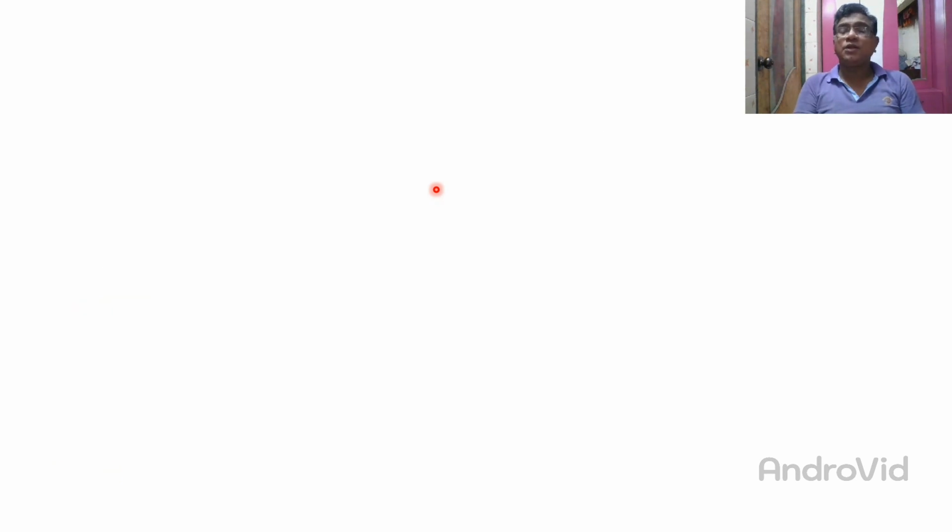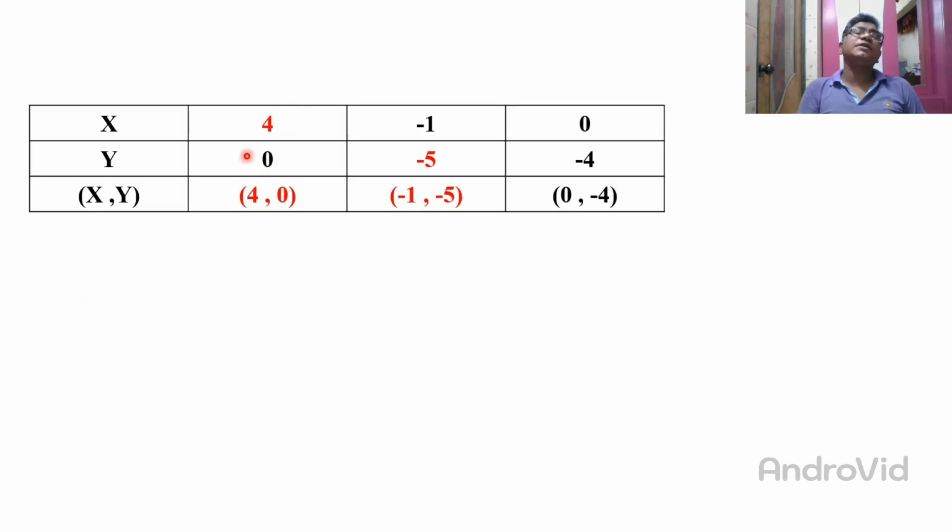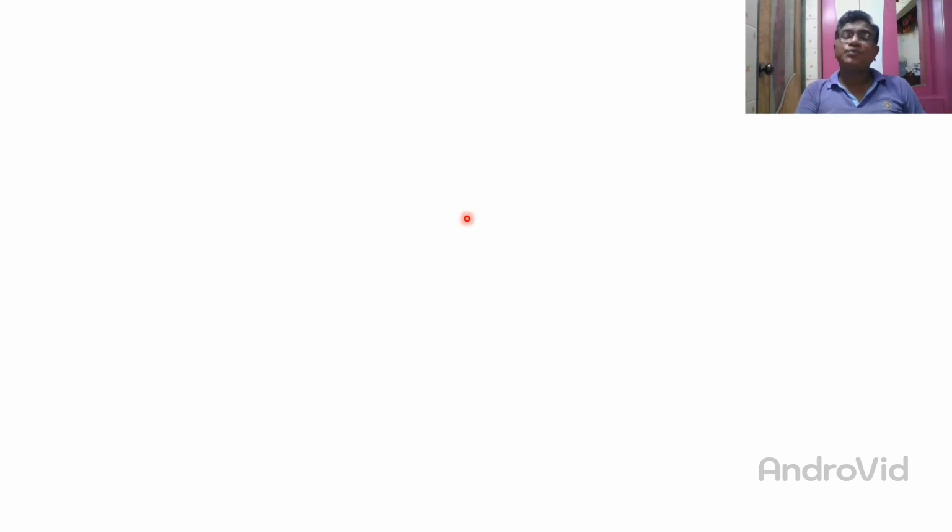So you substitute the values, and our table is completed. See, the y value is given to you as 0. We are finding the x value, 4. So in the bracket first we write the x value. So the x value 4 is written in the bracket first and then second 0. Here also minus 1 is given. So with the help of the equation you find the y value, that is minus 5. So minus 1 is the x value, written first, and minus 5 is the y value, written second. So minus 1, minus 5. In such a way the first problem in 1.2 is completed.